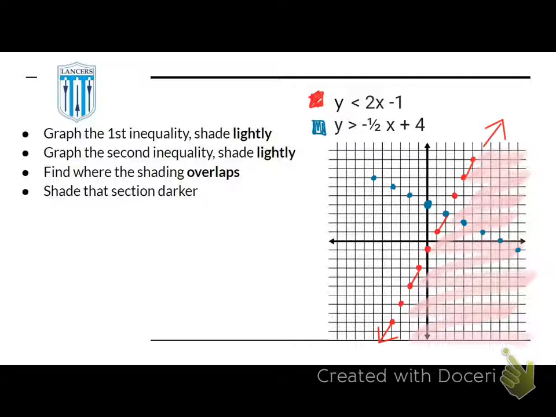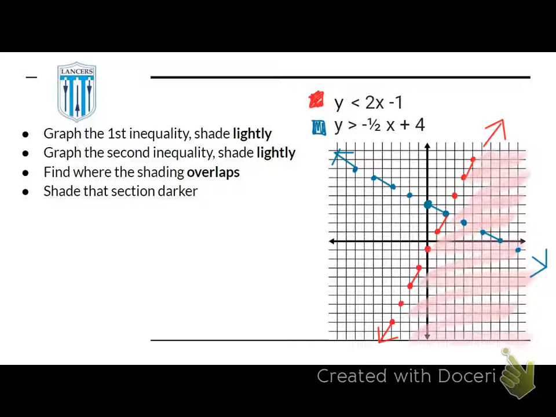The line that I put through these points should be dashed because there is not an equal to bar. Dashed line here. And I should be shading above.